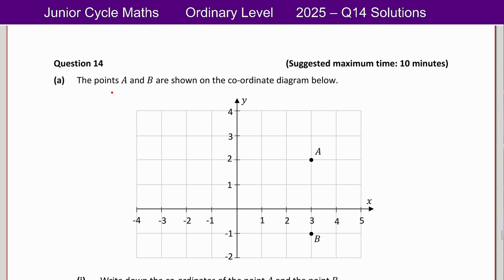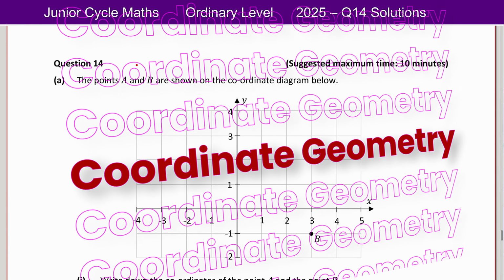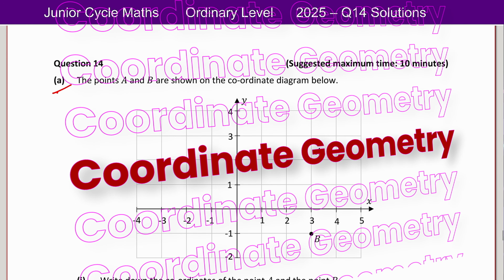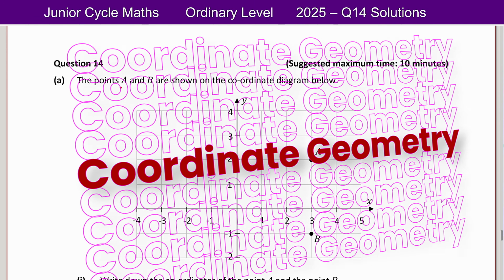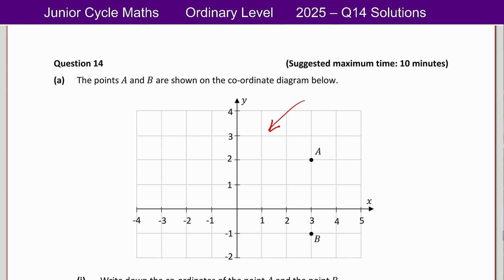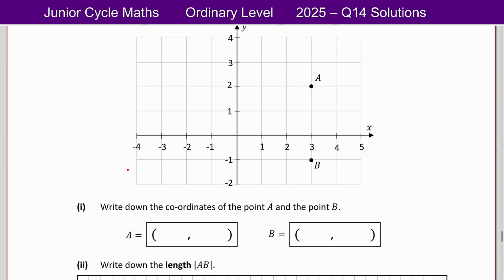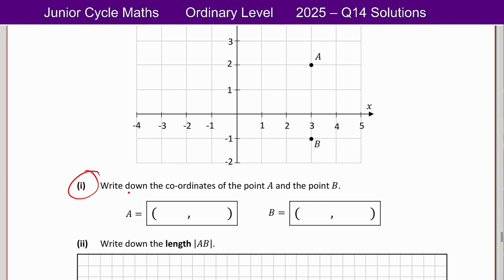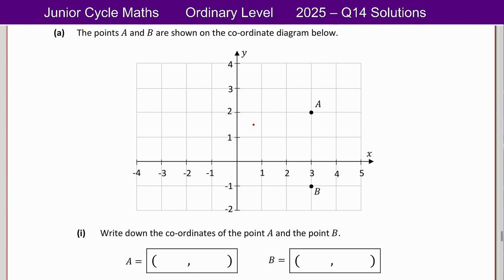Hello again. Now we have question 14, and this question is on the topic of coordinate geometry. Here in the first part, we have a diagram, and two points, A and B, are shown on the diagram. It says to write down the coordinates of the point A and the point B.